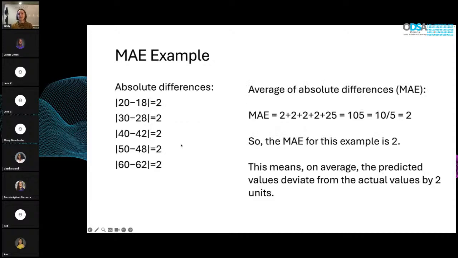All right, here's what we have. So absolute differences, 20 minus 18 is 2, 30 minus 28 is 2. You'll notice a pattern here. 40 minus 42 is 2, 50 minus 48 is 2, and 60 minus 62 is 2. I should have asked before I went to this slide what the answer was. It's wrong. Oh, did I do this right? You have 25 in the end.